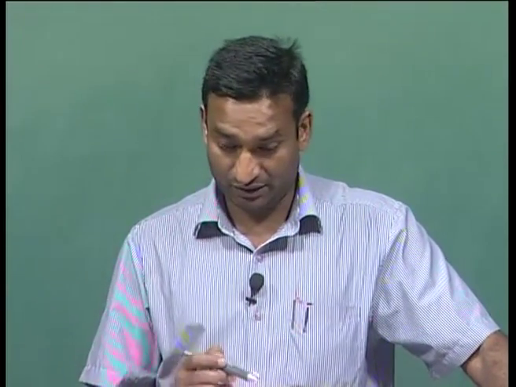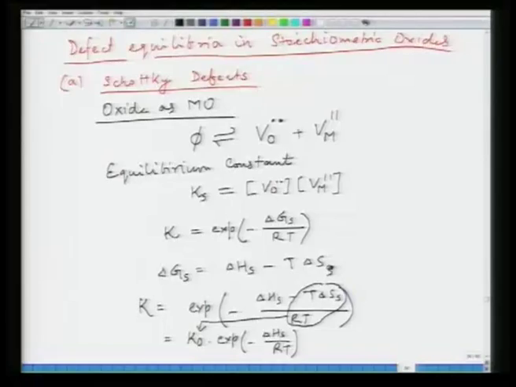Then we looked at the defect equilibria in stoichiometric oxides, considering defect reactions like chemical reactions, where we assume that defects are very small in numbers. Hence, these can be considered as a solute in a solvent, or a dilute solution. A solid can be considered as a dilute solution, where the solvent is the host lattice and the solute is the defect.